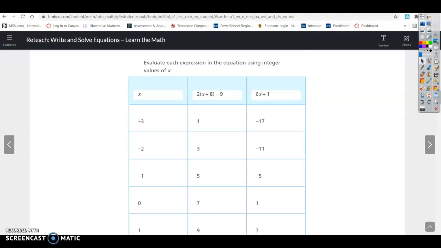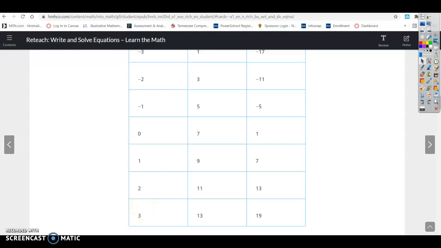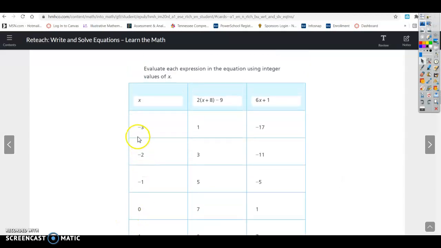All right, the next thing says evaluate each expression in the equation using integer values of x. So you can see that we have a table, and they've assigned integer values of x. So we're just going to take the x's that have been assigned, and we're going to evaluate for these two expressions. These are expressions, they don't have an equal sign. All right, so if you take negative 3, and I may go a little faster than you can go, negative 3 plus 8 gives you 5, times 2 is 10, minus 9 is 1.